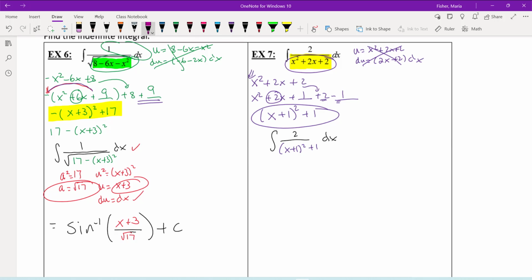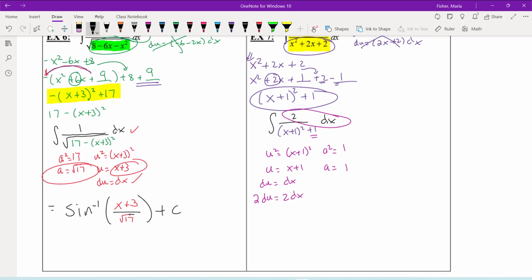Our u squared here is the variable x plus 1 squared. Our u then would be x plus 1, and our du would equal dx. Well, I don't have a dx, I have a 2 dx, so multiplying both sides by 2, I get 2 du is equal to 2 dx. a squared would equal the number, which is 1, therefore a is equal to 1.